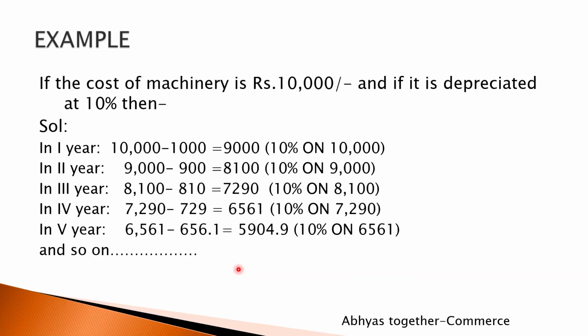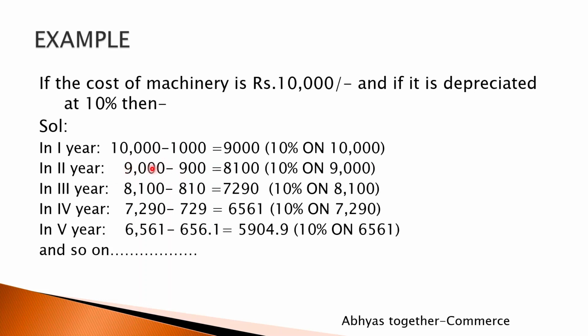Example, in the same old example, if the cost of the machinery is 10,000 and if the depreciation is charged at 10%, so in the first year we charge 10% on this 10,000, which comes to 1,000 rupees. Okay, so 10,000 minus 1,000 will be 9,000. In the second year, we charge 10% on the 9,000. In the fixed installment method, we charged the same 1,000 rupees as depreciation. But under written down method, we charge 10% on the value of the asset at the end of the year or at the starting of the year.